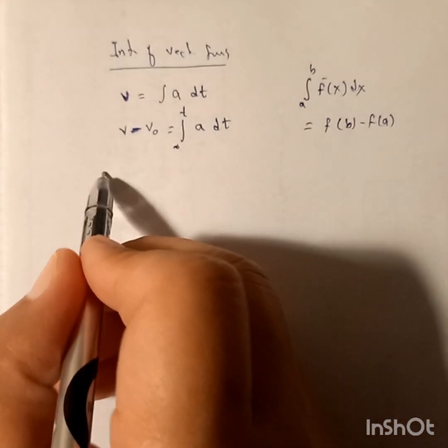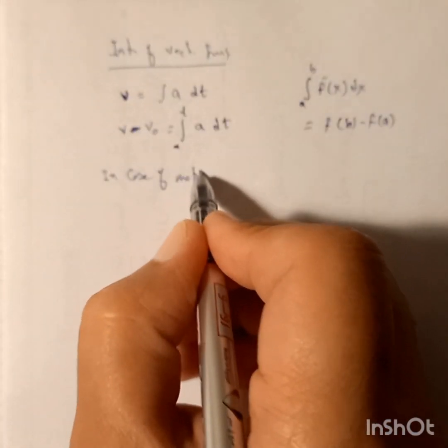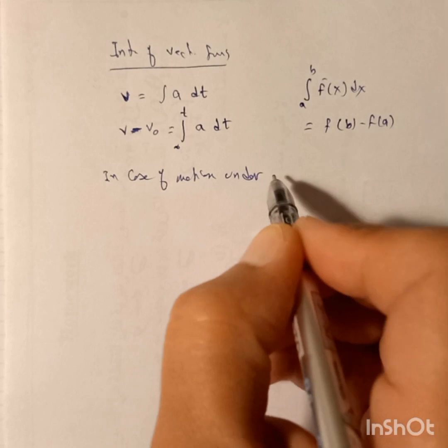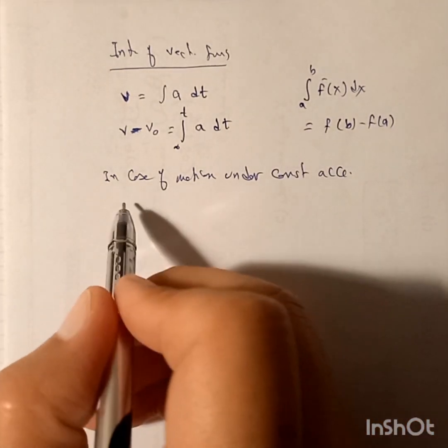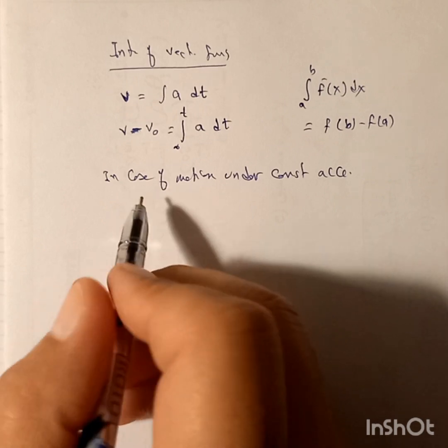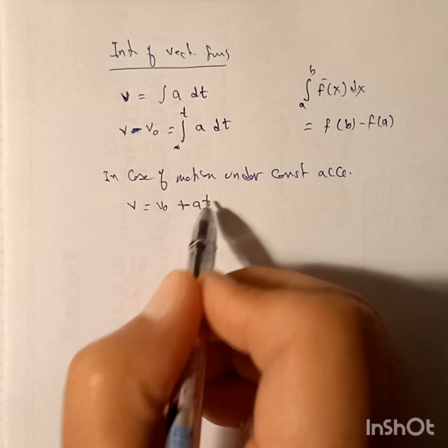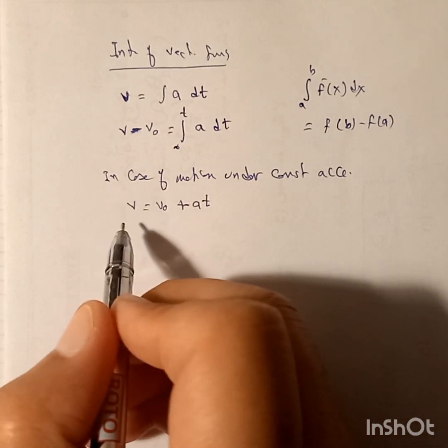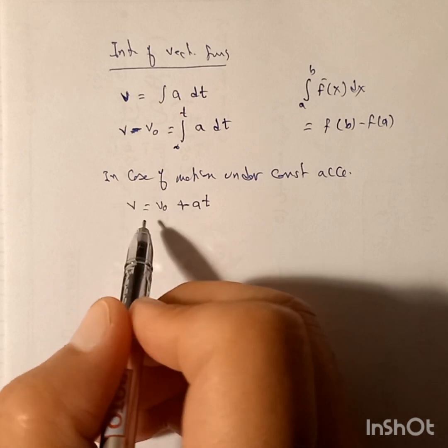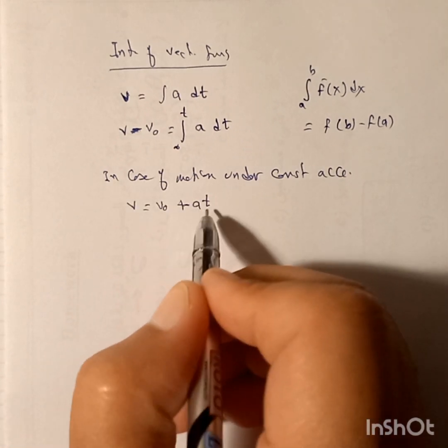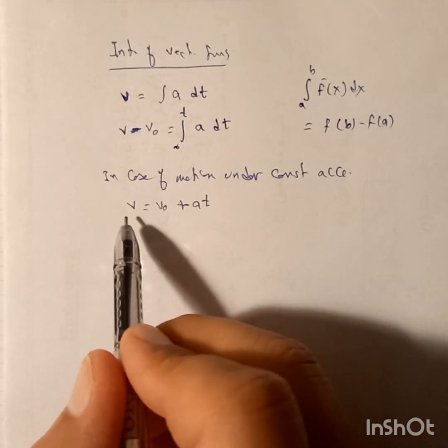In case of motion under constant acceleration, we can apply directly this relation v equals v naught plus at, where v is the velocity of the body after time t, v naught is the starting velocity, a is its acceleration and t is the time.